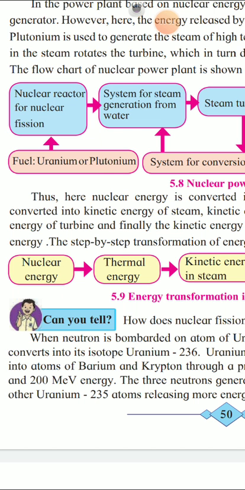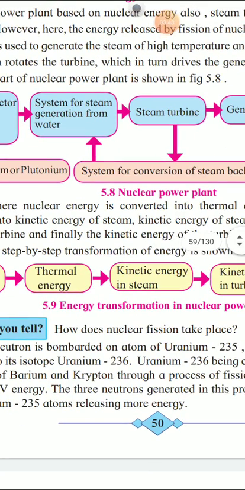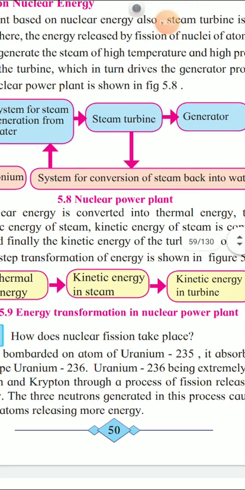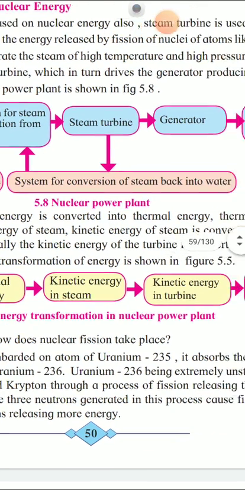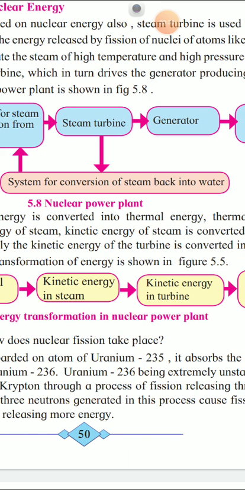Then the system for steam generation from water. That means here in the boiler the water is boiled. Here the fuel used is uranium or plutonium. Let us see now the system for conversion of steam back into water. That means this water is used and reused in the boiler. Due to the boiling of water, steam is formed. This steam moves to the steam turbine.